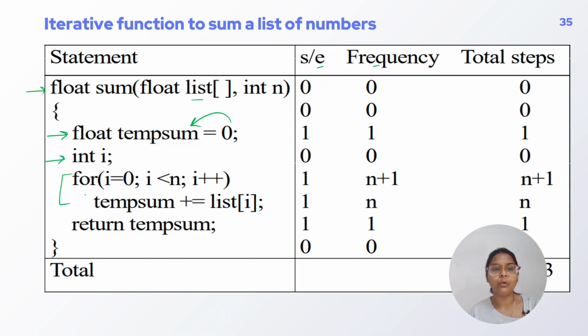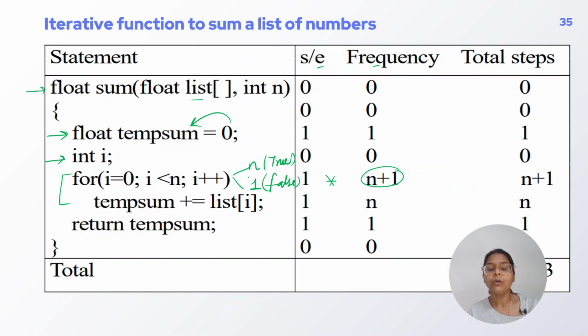Now check for the loop. I have told you that whenever you have some basic operations, they take constant time. But if you have a loop, you have to check how many times that loop is executing. You can see this loop is executing from 0 to n. It will execute n times for the true condition, but 1 time more for the false condition. So that's why it is written as n plus 1 for the frequency, and 1 into n plus 1 will be your total number of steps.